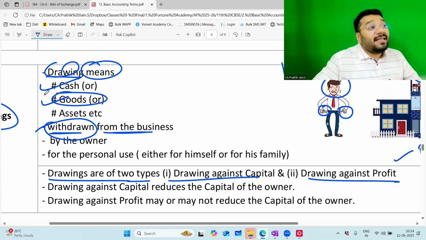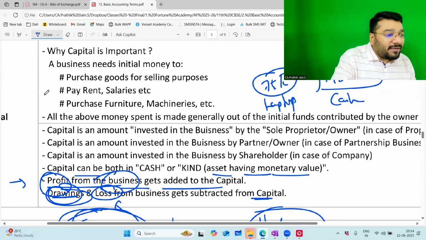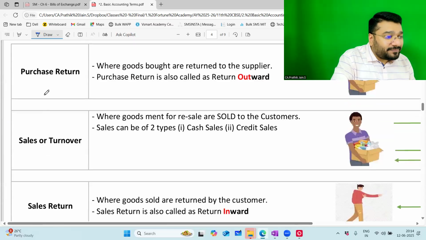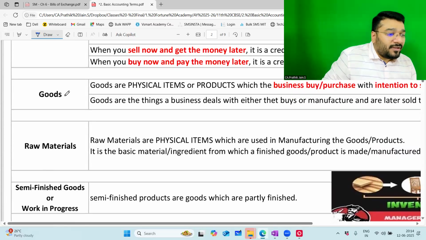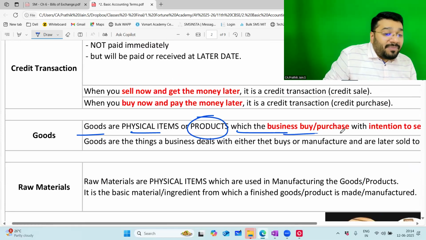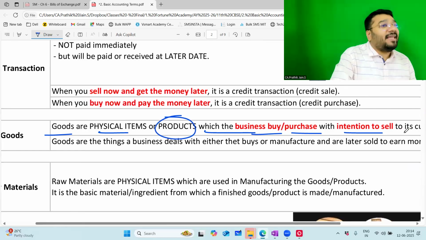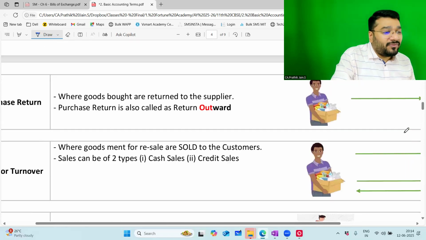Goods means what? Anything that I buy with the intention to sell. That's what I explained. Now, do you understand why I explained each and every item here? If you want to know what goods are: goods are a physical item or product. Chocolate is a product which the business buys with the intention to sell. That product I withdrew from the business. That is called drawings of goods.